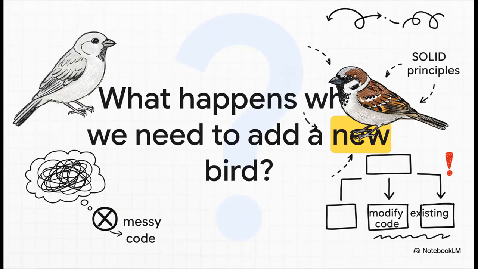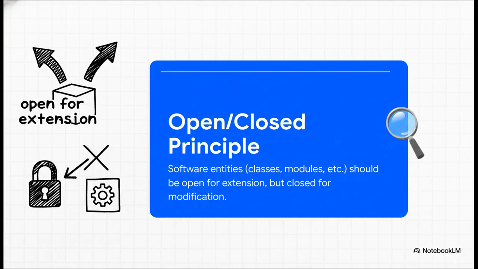What happens when your boss comes over and says, hey, we need to add a sparrow to the app? With the way things are now, you've got to go digging back into that huge, messy fly method and add yet another if statement. You're changing code that already works, which, as we all know, is always a scary proposition. This is where the open/closed principle comes to the rescue.